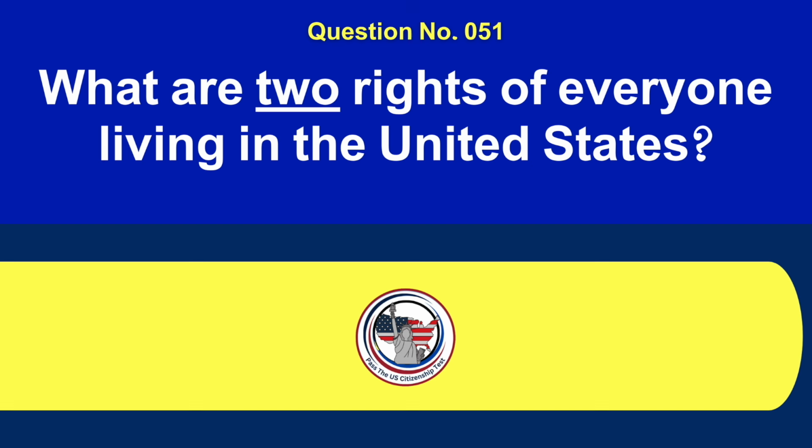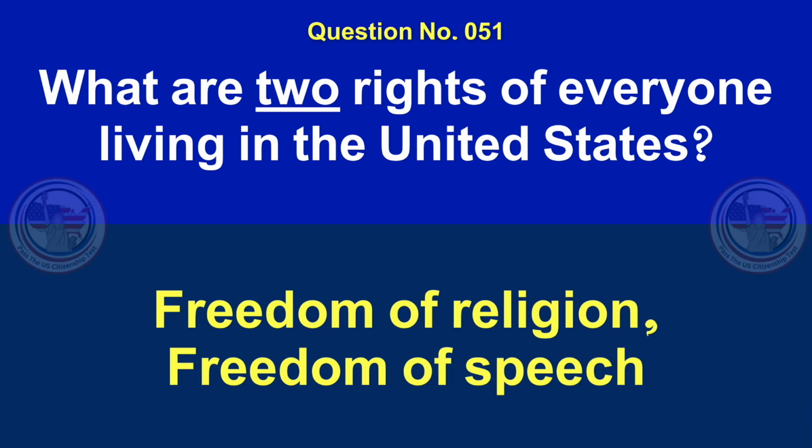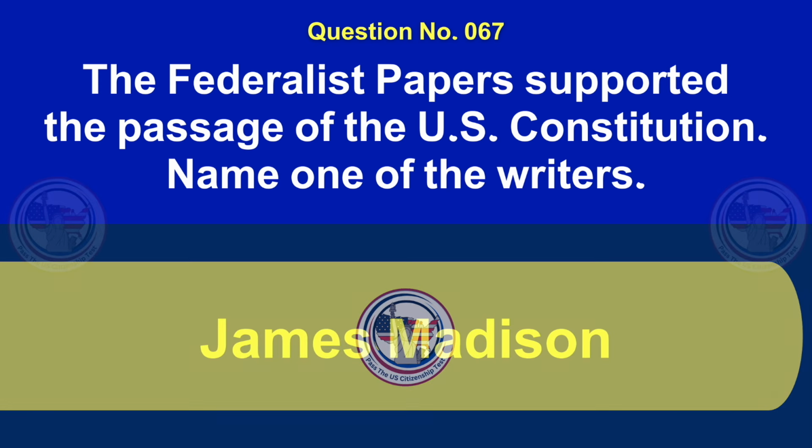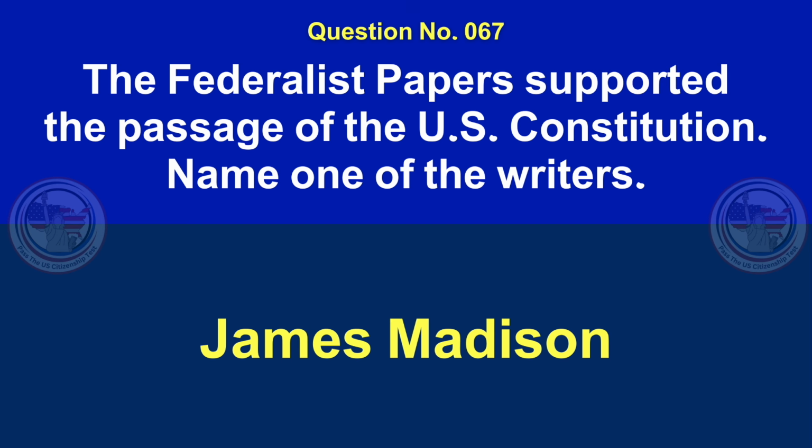What are two rights of everyone living in the United States? Freedom of speech. Freedom of religion. The Federalist Papers supported the passage of the U.S. Constitution. Name one of the writers. James Madison.